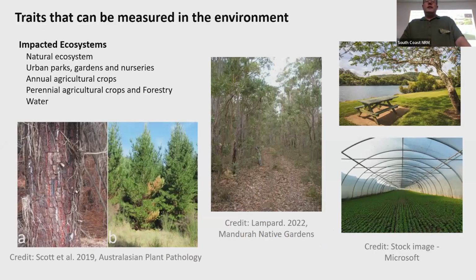So in order to do this, we decided to collect a lot of traits on all of the known Phytophthora species. So for all of the published Phytophthora species, we got data on the ecosystems that these Phytophthora species are known to impact. So for example, are the known Phytophthora species in natural ecosystems, urban environments, agriculture, perennial environments, water? We collected all of the data on the known Phytophthora species for these traits.